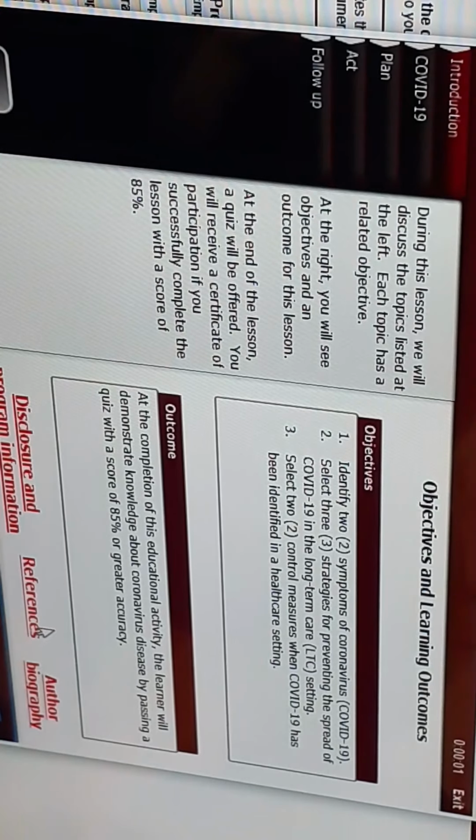During this lesson, we will discuss the topics listed at the left. Each topic has a related objective. At the right, you will see objectives and an outcome for this lesson. At the end of the lesson, a quiz will be offered. You will receive a certificate of participation if you successfully complete the lesson with a score of 85%.